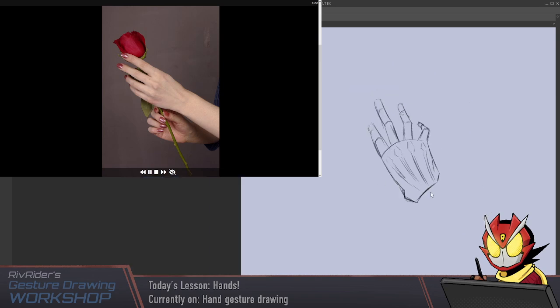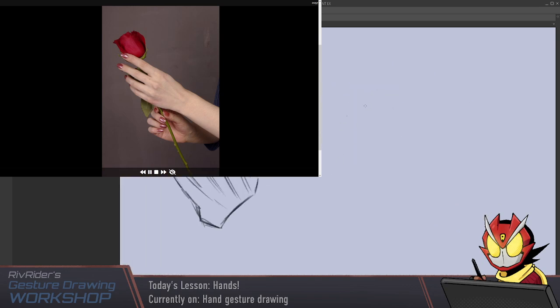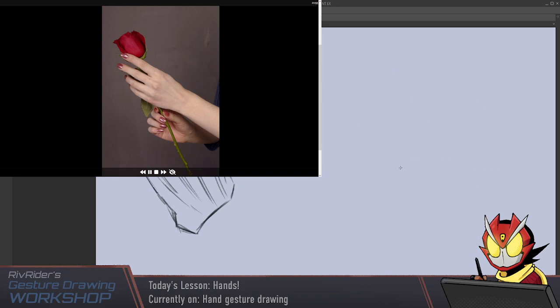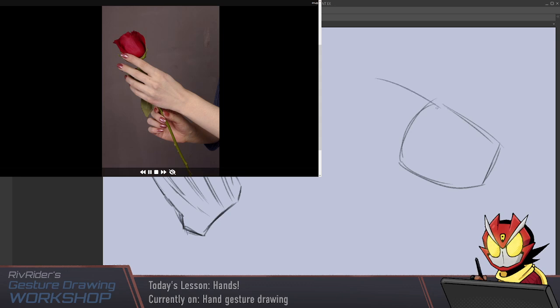All right, next one. We're not using those super advanced shapes yet because there's just not enough time to do that. But do whatever helps you understand the structure of a hand. Once again, you do not need to draw both hands, only if you have the time to do that and you're confident enough in being able to do that.